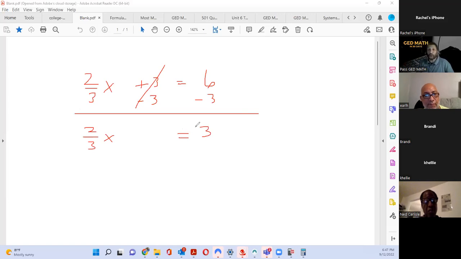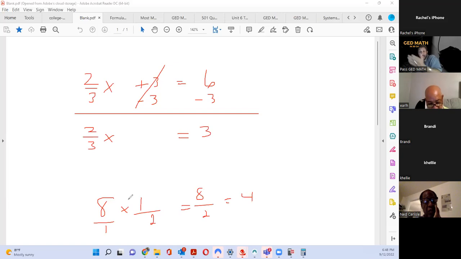What does 2/3 mean? 2/3 means x times 2, then I'm going to divide by 3. That's all a fraction means. Multiply by the numerator, then divide by the denominator. For example, 8 times 1/2. Watch this. 8 times 1 is 8. 1 times 2 is 2. 8 divided by 2 is 4. So I multiply first, then I divide. That's all a fraction is.